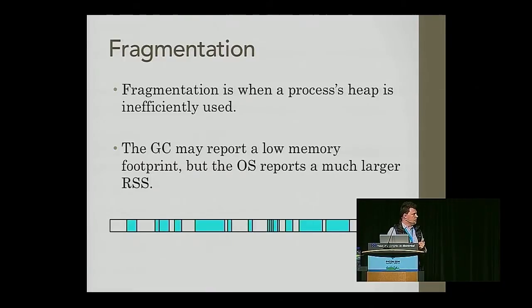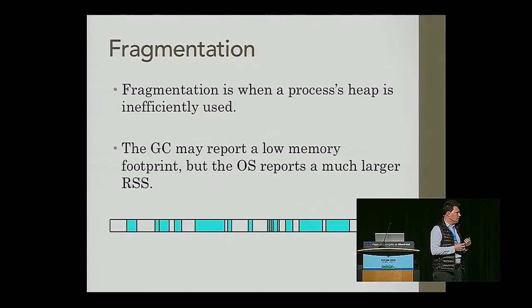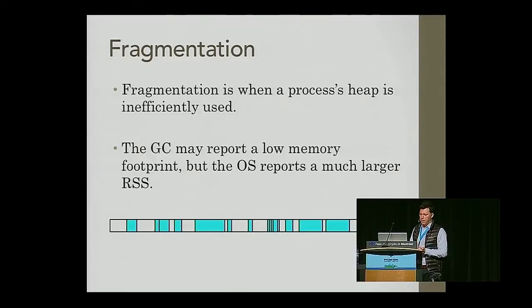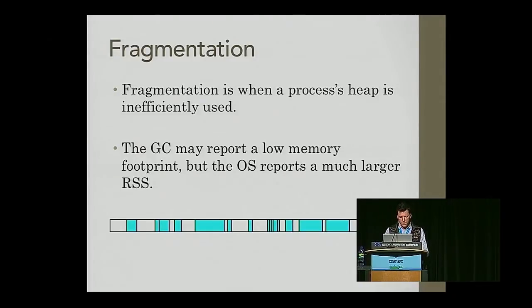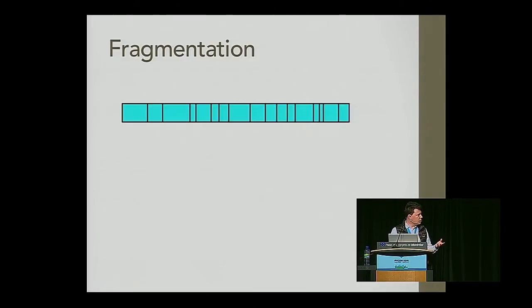That is, the operating system will report a much larger number in terms of the amount of memory used than the garbage collector will, and they'll both be right. The reason for this is that you end up with lots of chunks of memory which are not optimally usable. So fragmentation happens like this: say you start with a heap that looks like this.